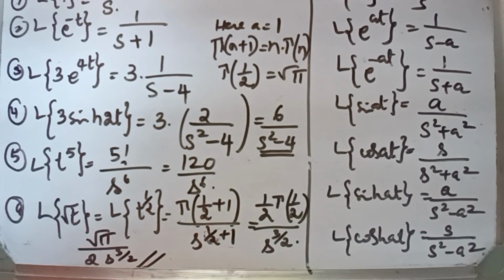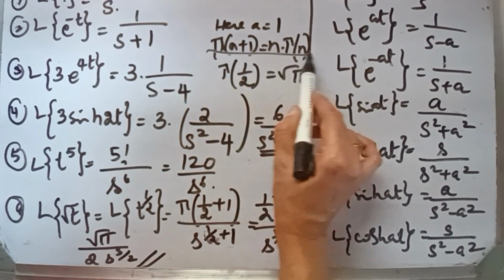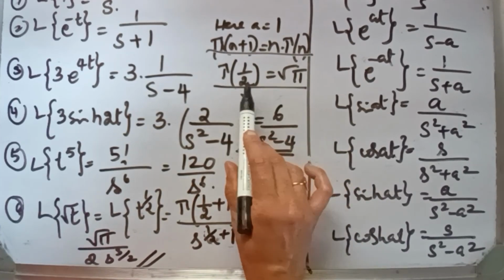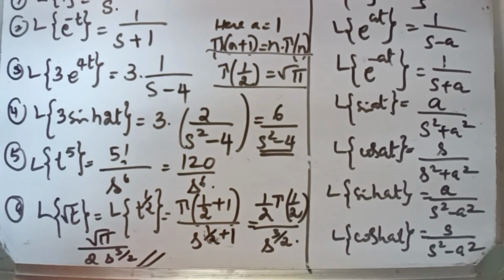This is the answer for Laplace transform of square root of t. So these properties you have to remember, and the gamma of half value is square root of pi.